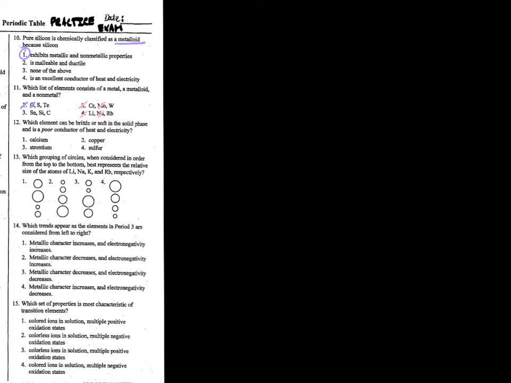So let's look at each of those elements. So Sn is tin, that's a metal. Si, silicon, it's on the bolded staircase, and it's also our classic metalloid. If you look at number 10, you should know it's a metalloid. And C is carbon, it's a nonmetal, so it's choice 3.